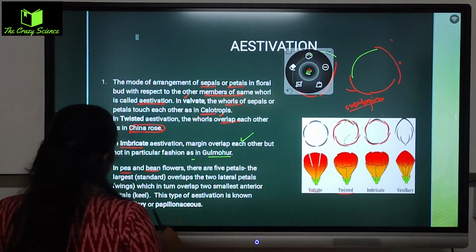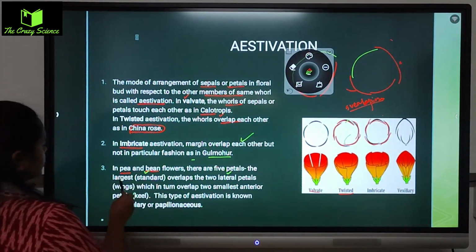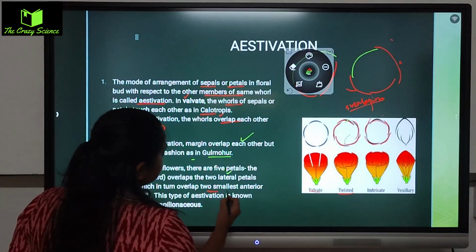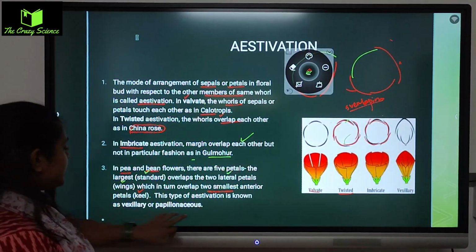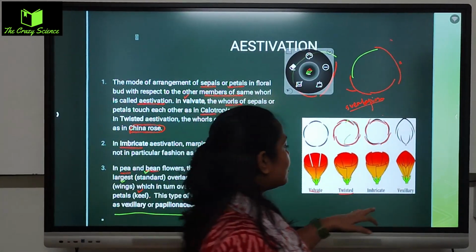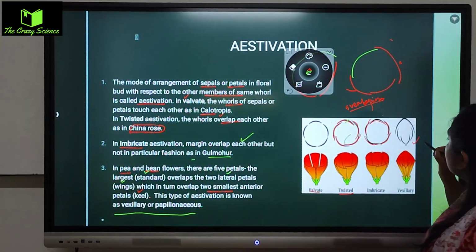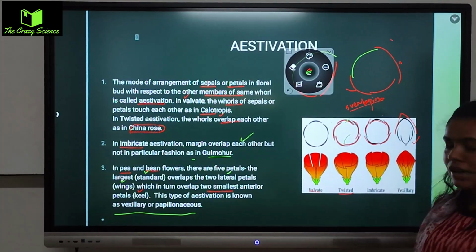Next, in the pea or beans, the flower has 5 types of petals. The largest is called the standard, overlaps the 2 lateral petals, which are called the wings, which in turn overlap the smallest anterior petals, called the keel. This type of estivation is called vexillary or papilionaceous. In this special vexillary, you can see there is one largest petal or sepal.